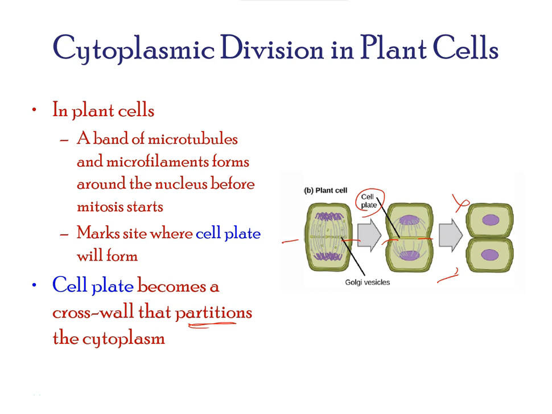The length of the cycle is variable based on the organism. Bacterial cells divide in 20 minutes. Human cells may take up to 24 hours. It is essential that cell division is error-free.